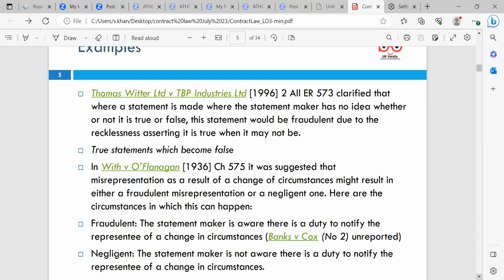True statements can become false. Now, the case in regards to true statements becoming false is the case of With v O'Flanagan, 1936.